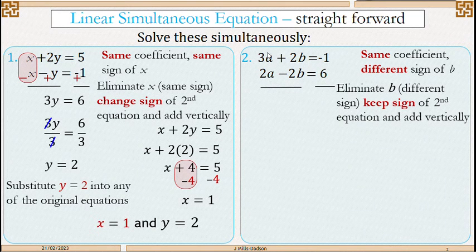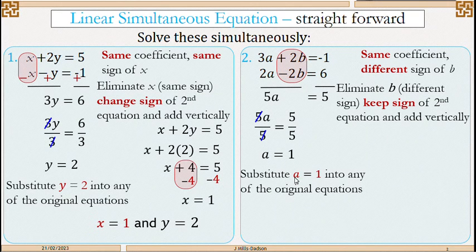So this is going to be 3a plus 2a, 2b minus 2b, -1 plus 6. That's how the rule works. So 3a plus 2a is 5a. This will cross out to 0. -1 plus 6 is 5. So simple equation, 5a equals 5. To find a, divide through by 5. So a is equal to 1.